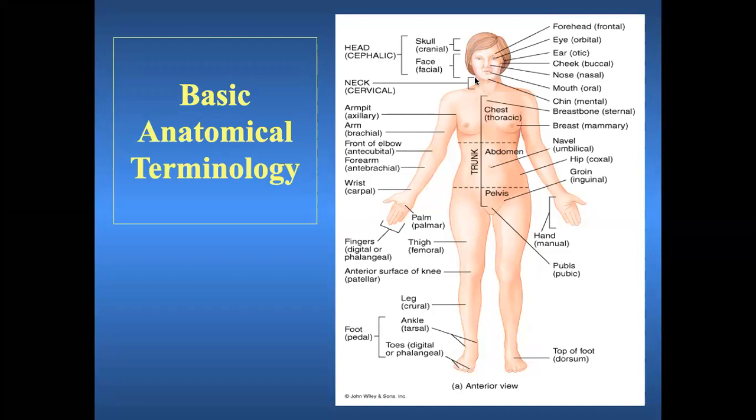Then we have the neck region. Remember that wherever we have constrictions, these regions are called the cervical region. So you can see the cervical word here. When we talk about blood vessels supplying the neck, you say cervical artery, cervical vein, cervical plexus of nerves. Whenever we say cervical artery, you know that's the artery supplying the neck region. So these terms are very important.